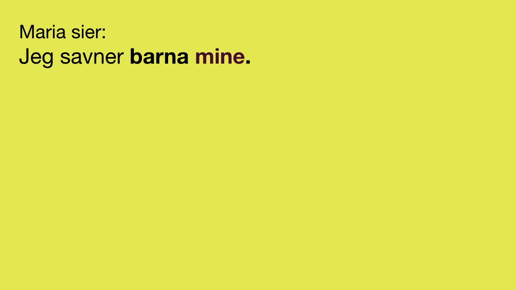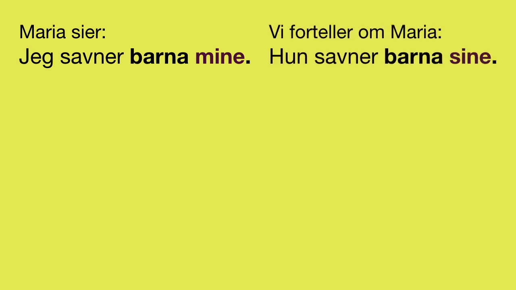And some more examples. Maria. Maria sier, Jeg savner barna mine. I miss my children. I miss, and the children are mine. Right? If we tell about Maria, we say, Hun savner barna sine. She misses her own children. So the children belong to her in this sentence.